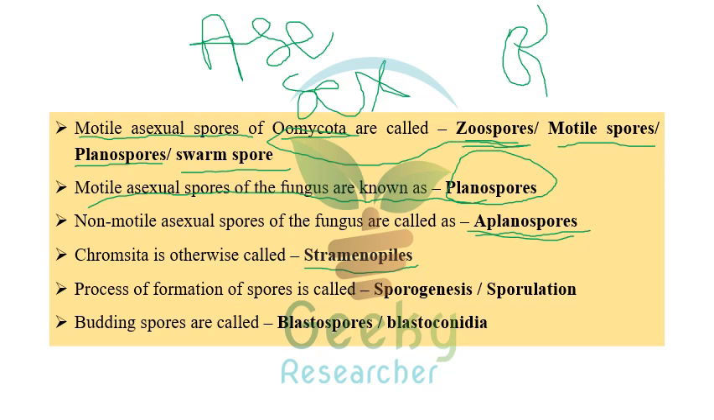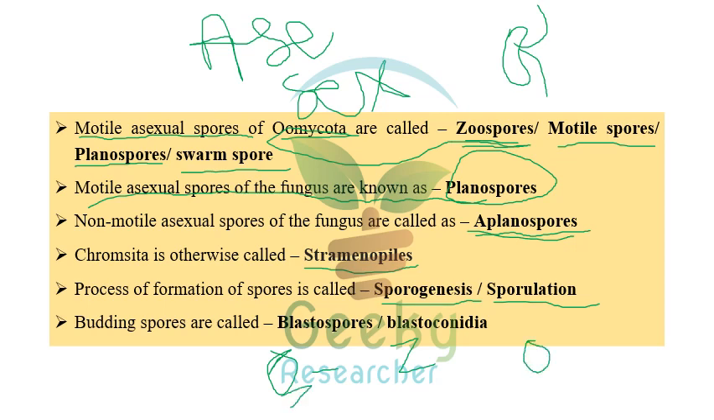The next one: the process of formation of spores is called sporogenesis or sporulation. Budding spores are called blastospores or blastoconidia. Here I would like to tell some other things. We mainly divided fungi into so many phyla, right? So let's discuss some important phyla. Starting with Oomycota: Oomycota produce zoospores as asexual spore and oospore as sexual spore.